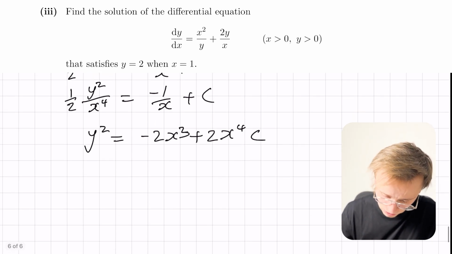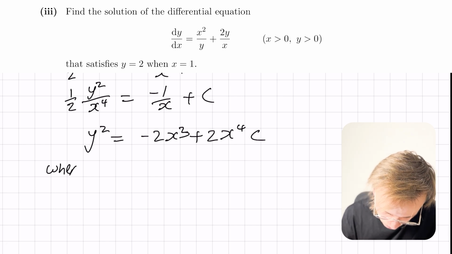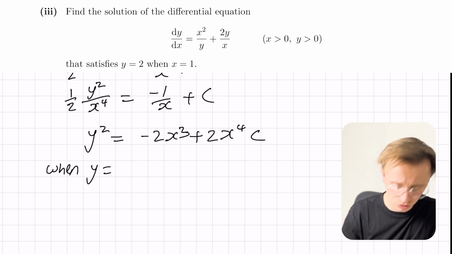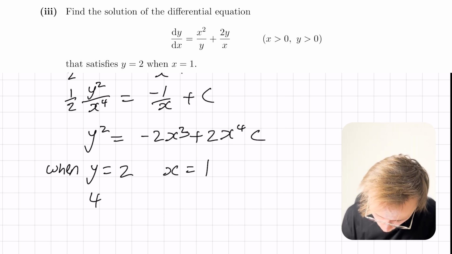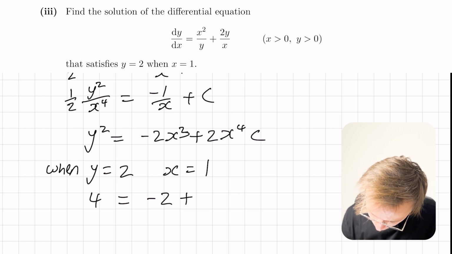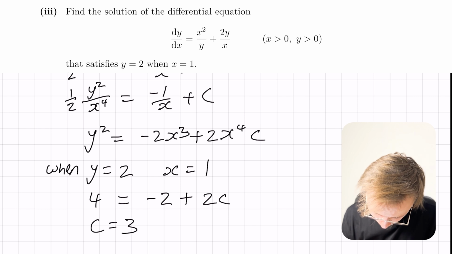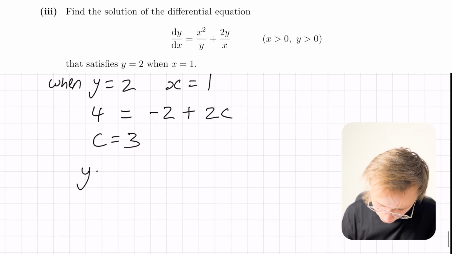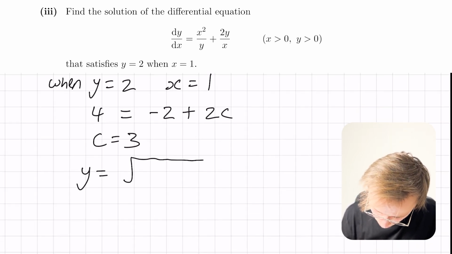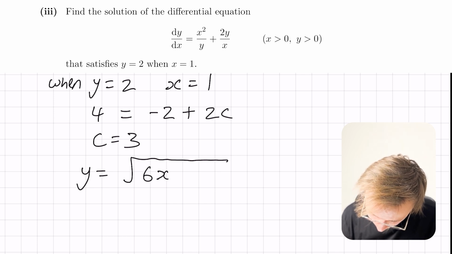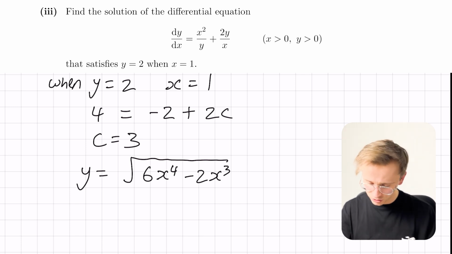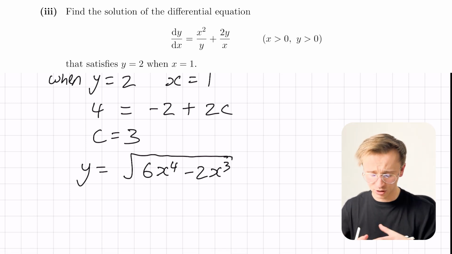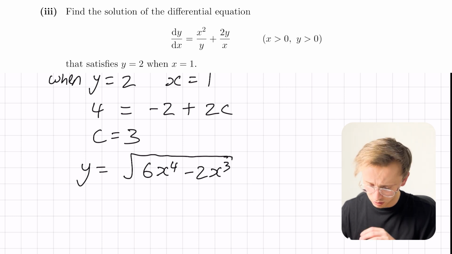Now I need to find that constant of integration. So when y equals 2, x equals 1, so I have 4 equals minus 2 plus 2c. So c actually equals 3 this time. So I'm left with y, I'm going to do the square root at the same time, is the square root of 6x to the 4 minus 2x cubed. Okay, that is a much nicer equation than the last one. I can get y on its own, so I'm pretty much a lot happier with that one.